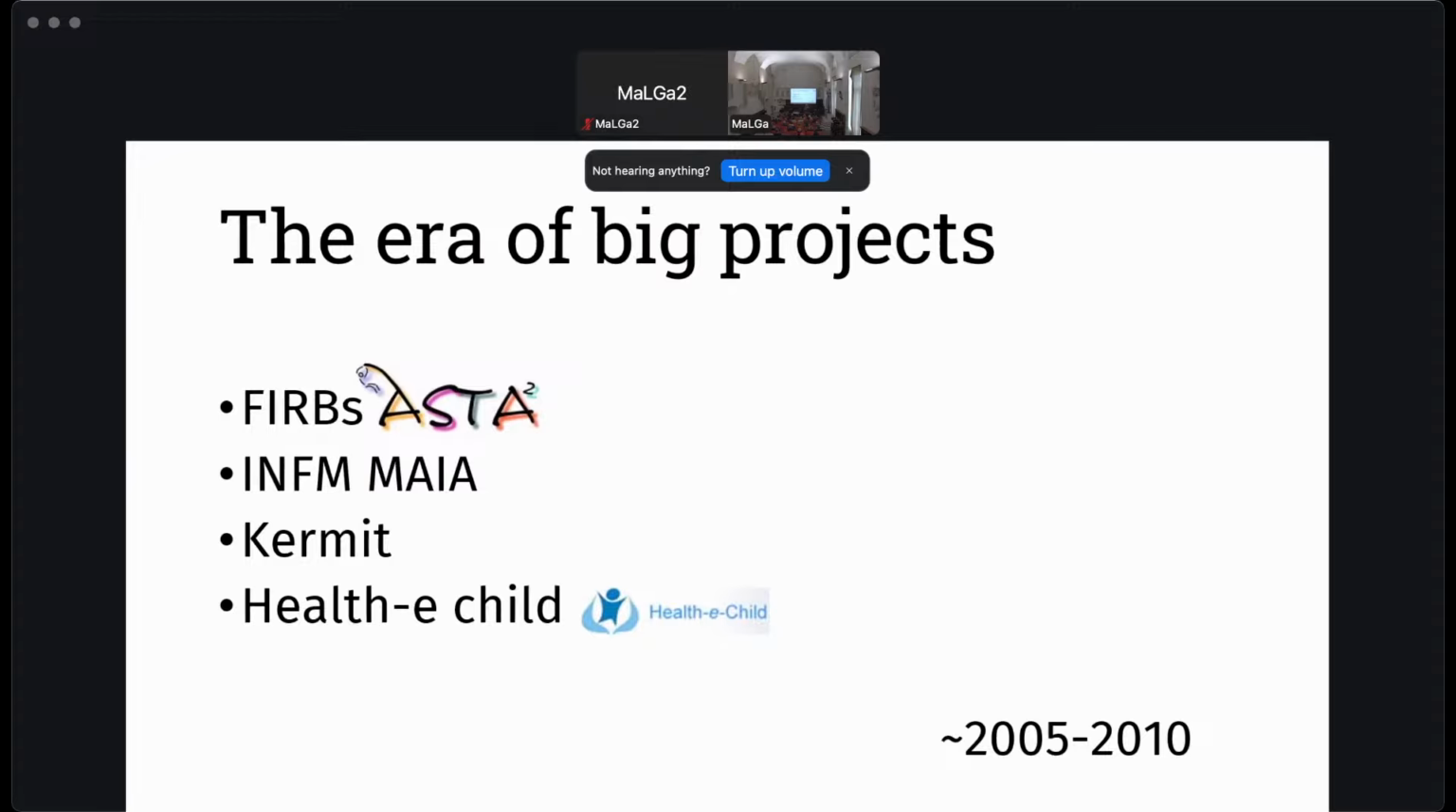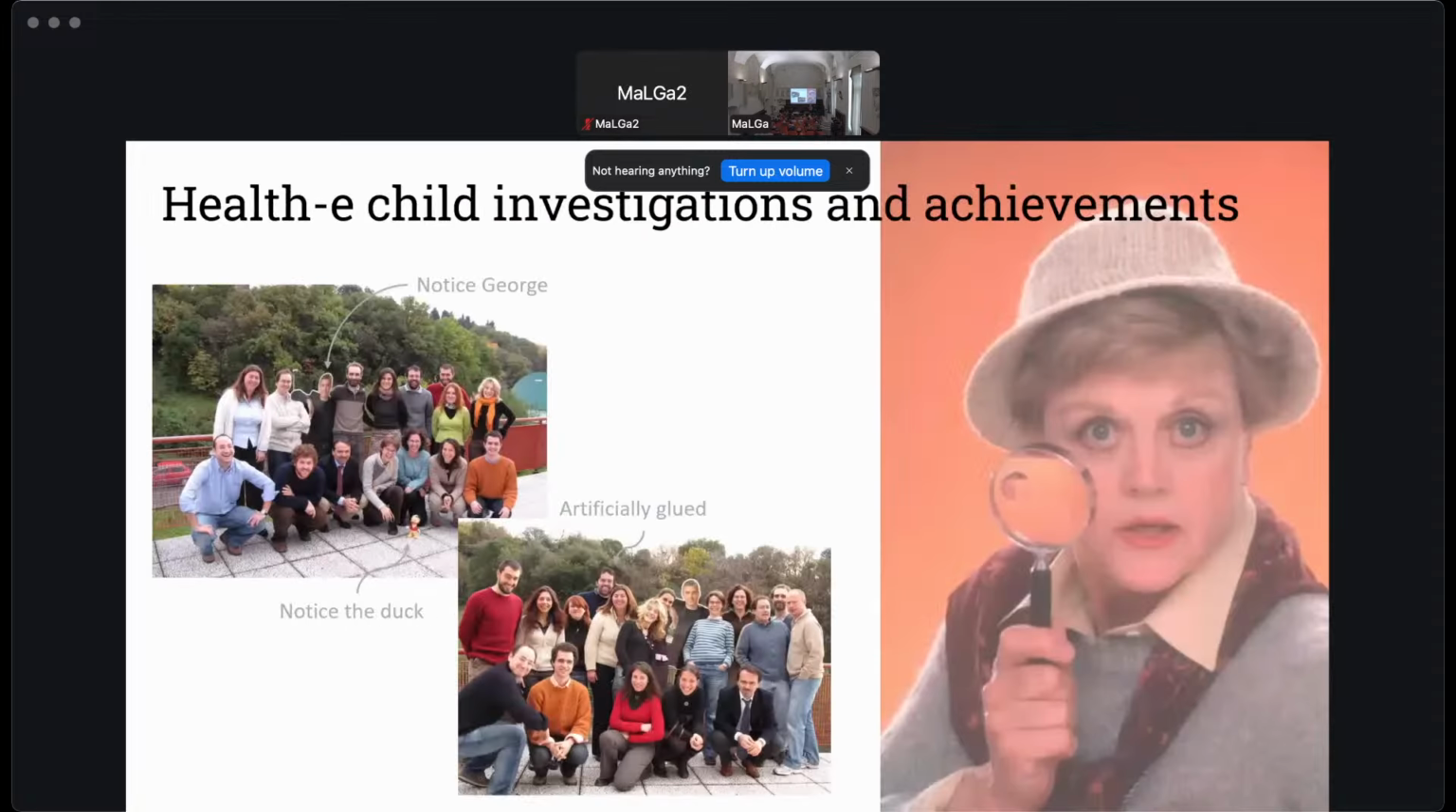So he managed to get several pretty large projects that here I'm mentioning in passing, but I think that maybe the one that changed things quite a bit was Healthy Child. And this is the group, how it was after the project started, because it was a large project, many people were involved, some of them actually are still with us, others are doing other things entirely.